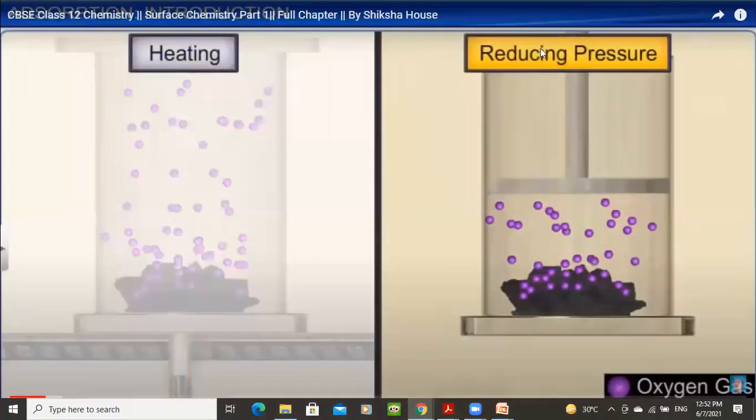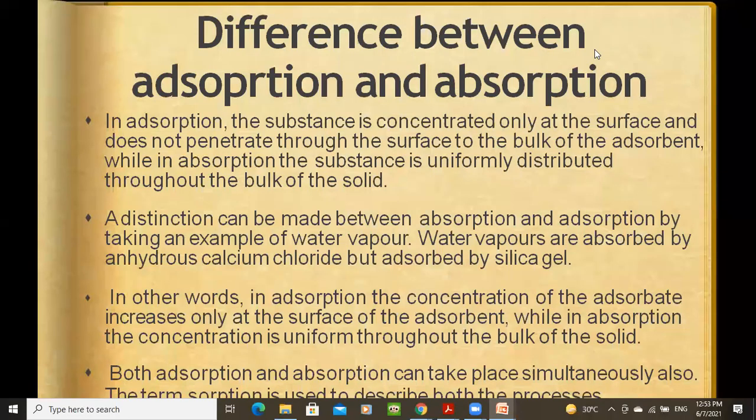So heat and pressure play an important role in the process of desorption as well as adsorption. Difference between adsorption and absorption. In adsorption, the substance is concentrated only at the surface and does not penetrate through the surface into the bulk of the adsorbent, while in absorption the substance is uniformly distributed throughout the bulk of the solid.